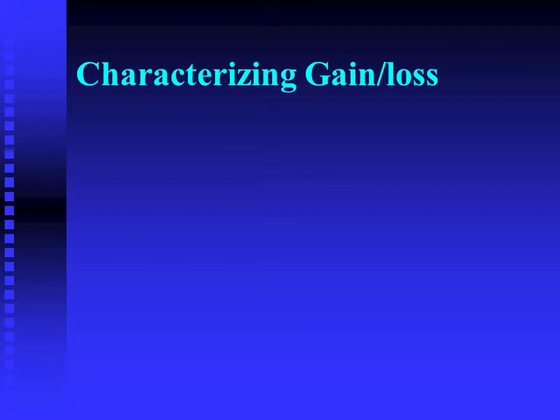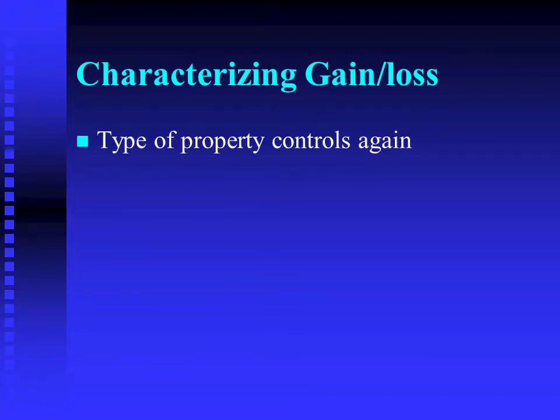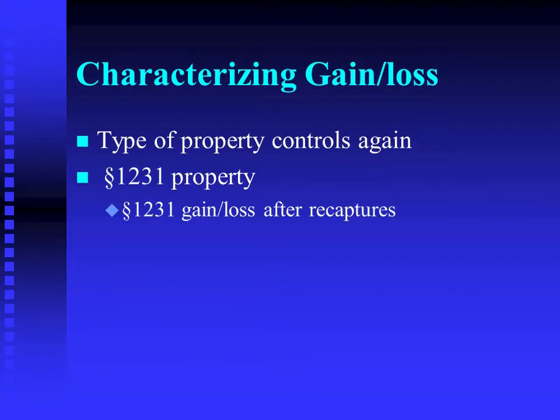The next couple of slides provide an overview of the rest of the chapter. So if you get confused by what I'm saying here, hopefully it'll get clear before we're done. So we're going to be characterizing gains and losses. Once again, remember the type of property controls the gain or loss. And in this particular case, we're going to be focusing on section 1231 property. I'll define it at length in a little while, but it's that third bullet back on the slide in chapter 10 that defined whether or not something was a capital asset.